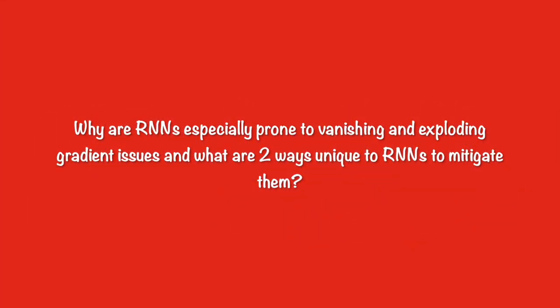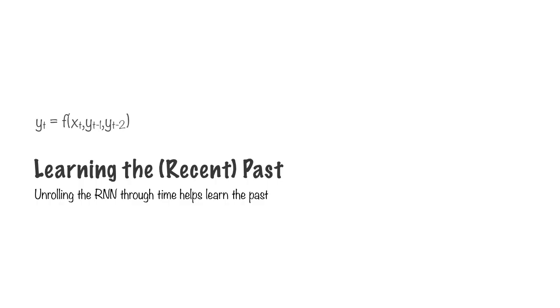We've studied the issues of vanishing and exploding gradients in neural networks. RNNs are especially prone to them. Why is that the case? And what are two ways which are unique to RNNs to mitigate vanishing and exploding gradients?